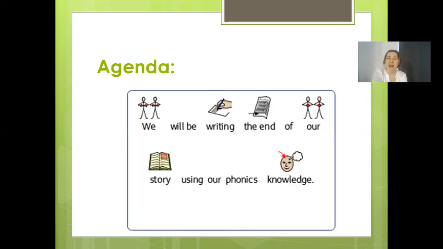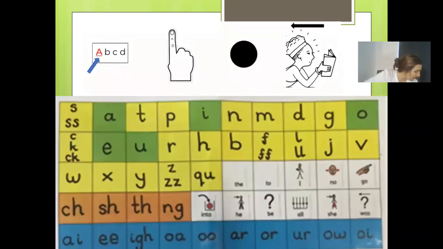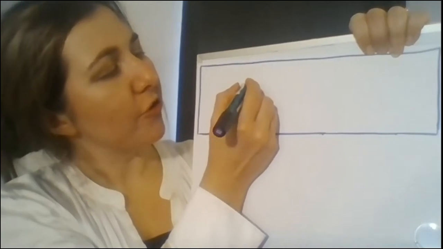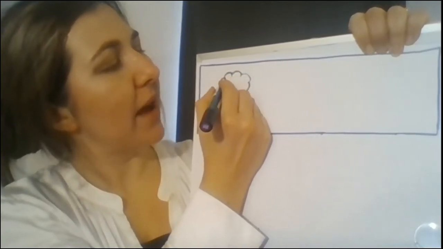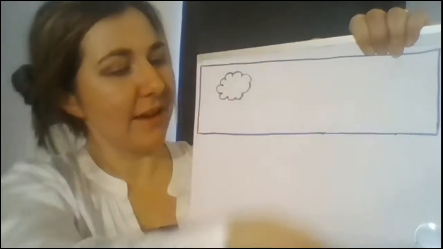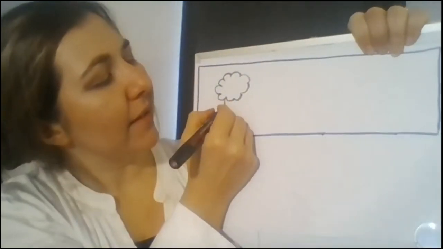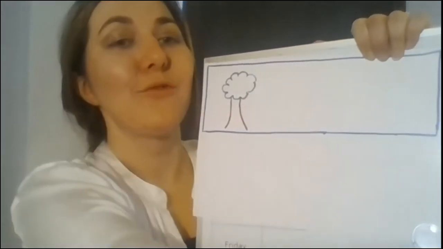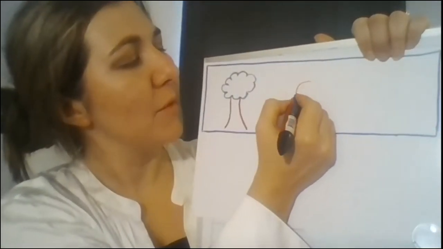Today, we're going to be writing the end of our story using our phonics knowledge. So the first thing that I need to do is draw the end of my story. So for my picture here, I'm going to draw the tree that all the farm animals were dancing around at their farm dance. And I'm also going to draw the farm animals.